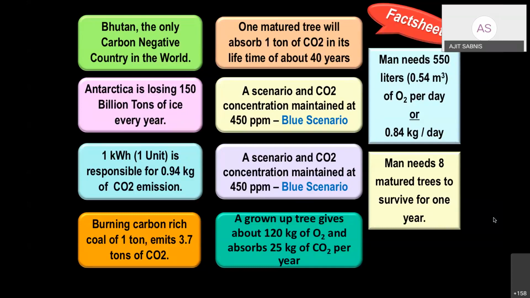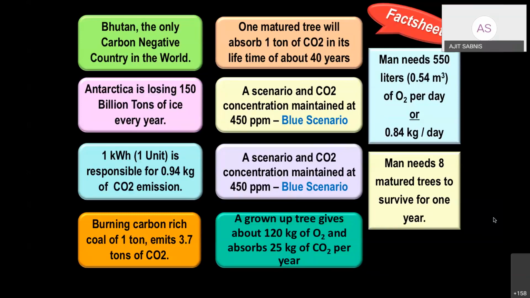1 unit of electricity is responsible for approximately 1 kg of carbon dioxide emission. Burning of carbon-rich coal of 1 ton emits 3.7 tons of carbon dioxide. This is very important. So you can imagine how much coal we are burning. And now there is the recent permission or auction of coal blocks in India to push industrial development and the economy further, which further deteriorates the condition. So it's almost 1 to 3.7.